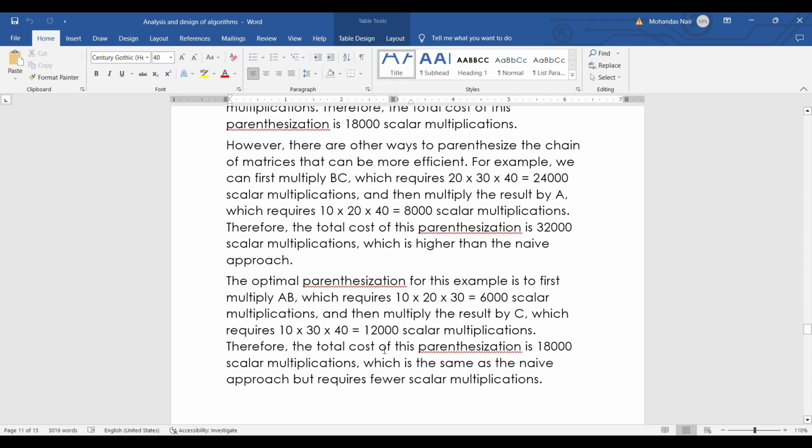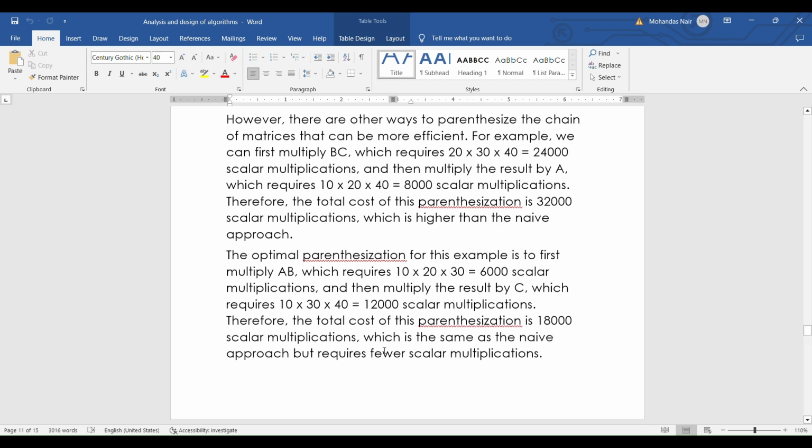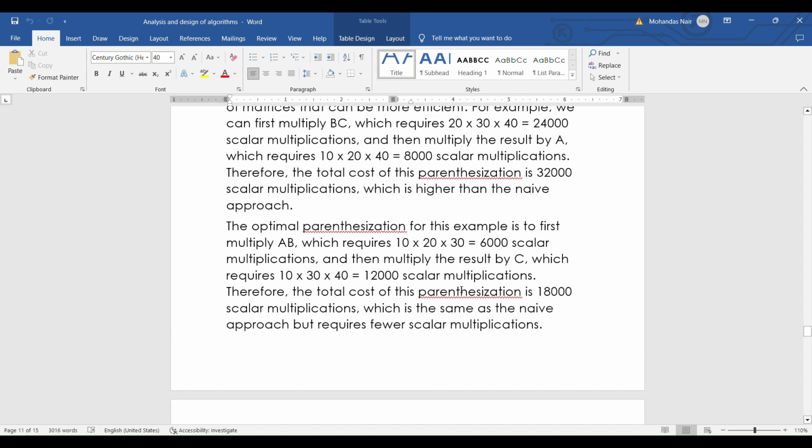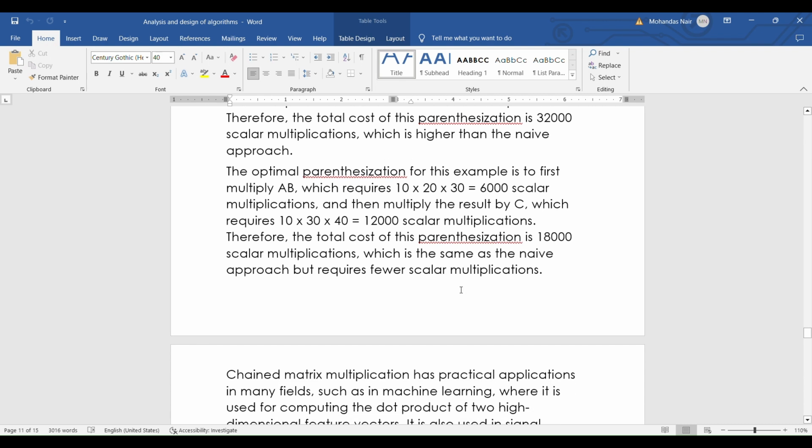However, there are other ways to parenthesize the chain of matrices that can be more efficient. For example, we can first multiply BC, which requires 20 cross 30 cross 40, that is 24,000 scalar multiplications, and then multiply the result by A, which requires 10 cross 20 cross 40, that is 8,000 scalar multiplications. Therefore, the total cost of this parenthesization is 32,000 scalar multiplications, which is higher than the naive approach.